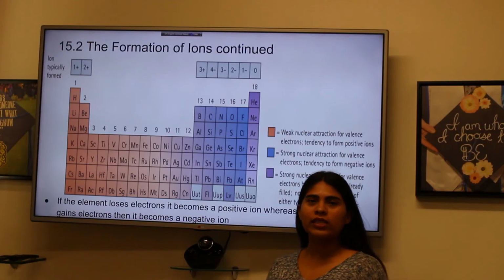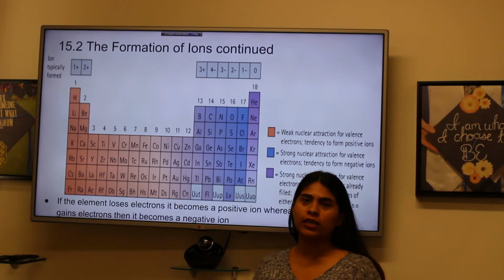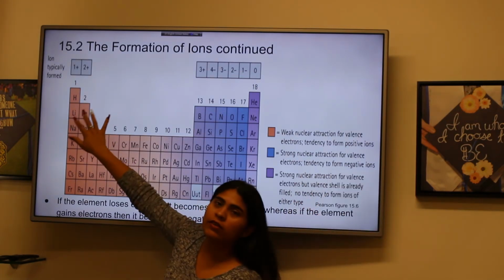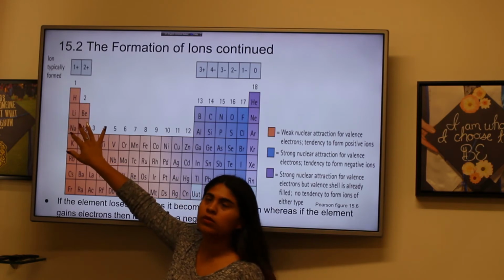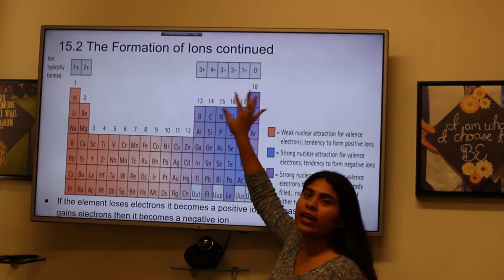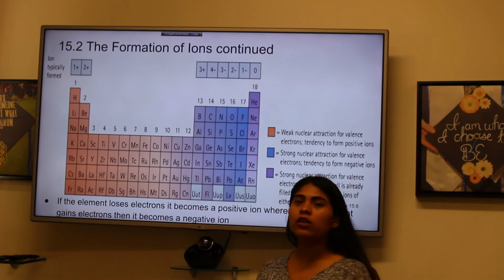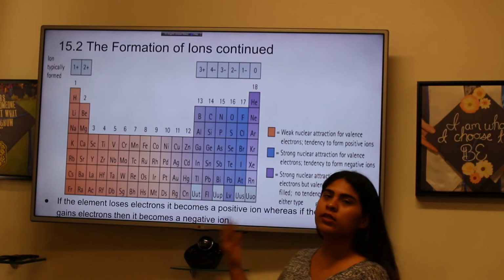In this periodic table, we're able to realize which ions are formed more easily. These are positive because they require the loss of electrons. Whereas in these, they're usually negative because they require the gain of electrons. By looking at the group families, you're able to know whether an ion is positive or negative.